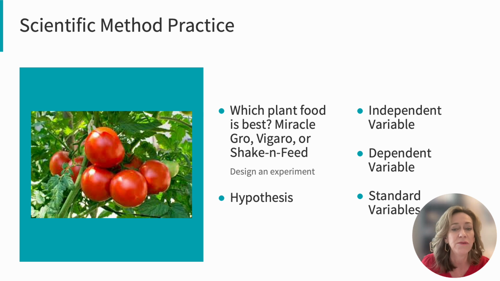So make sure that you can identify those different types of variables from different situations and conditions. And just keep in mind the independent one is essentially the one that you're testing, right? That's the one you're manipulating or changing as the experimenter.